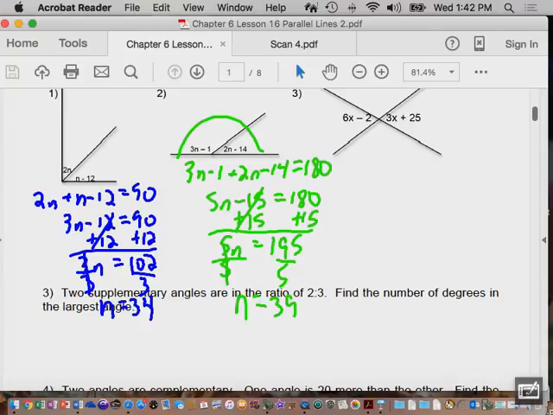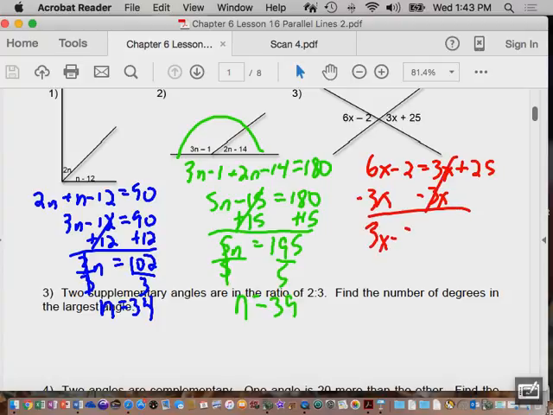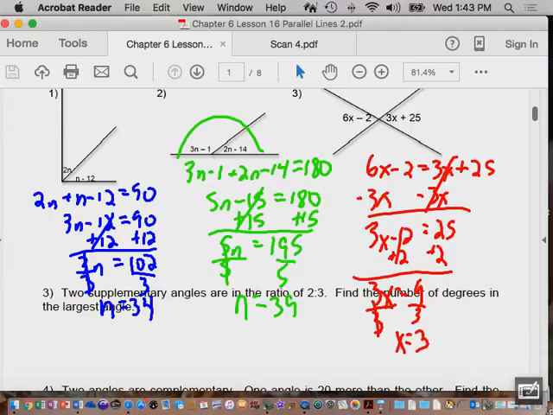What's diagram number 3 a picture of? What kind of angles? Vertical. Vertical, very good. So they're going to be equal to each other. 6x minus 2 equals 3x plus 25. Opposite side, opposite operation here. 3x minus 2 equals 25. Plus 2. 3x is 27. Divide by 3. x is 9. I'm sorry, 3x is 27, and then 27 divided by 3 is 9.